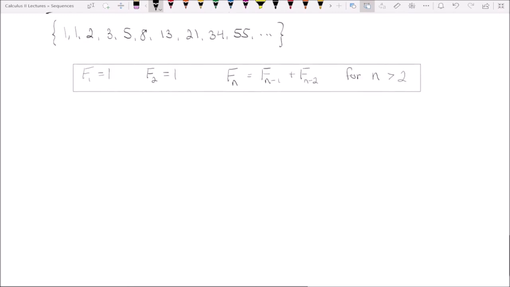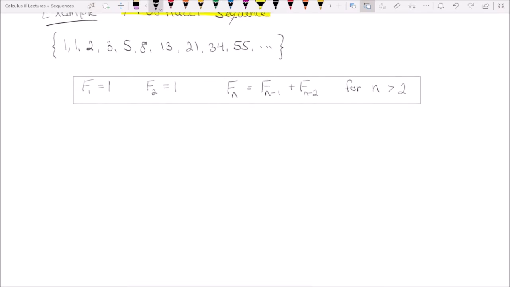Now, it can be shown that the limit as n goes to infinity of fn over fn plus 1 is equal to 1 plus root 5 all over 2. We call that phi, and this is known as the golden ratio.